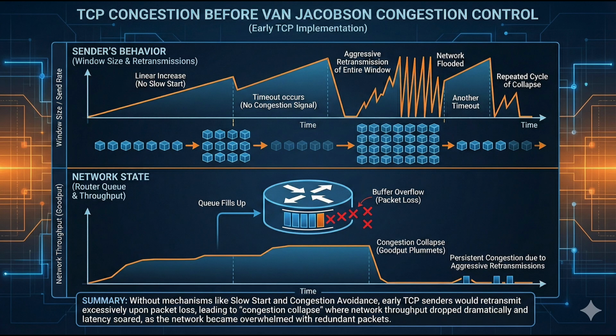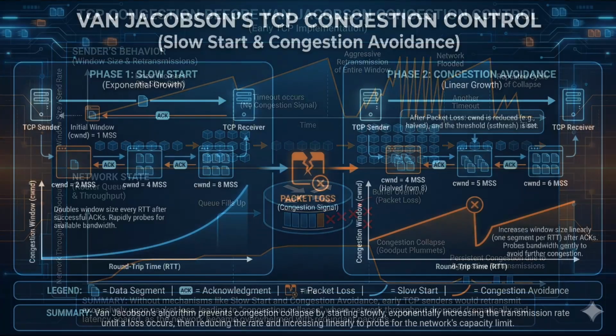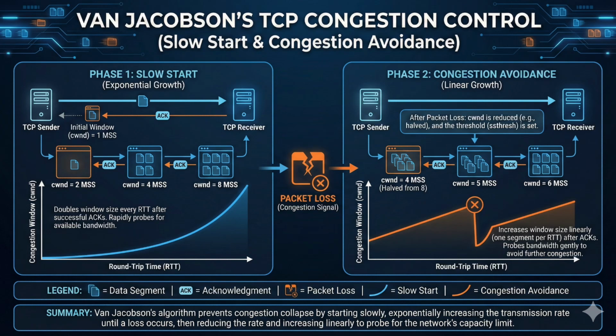TCP originally focused on reliability. Retransmit if needed. Keep the pipeline full, but in a congested network, that instinct can backfire. Retransmissions add load right when the network is already overwhelmed. So TCP evolves congestion control mechanisms, such as slow start and congestion avoidance. The basic idea is probe the network carefully, increase sending rate when things look healthy, and back off quickly when congestion is detected.